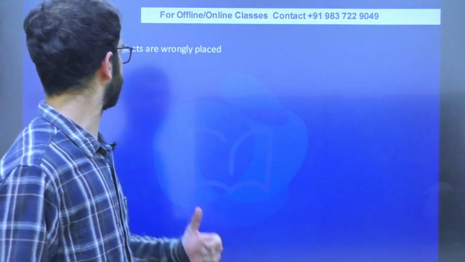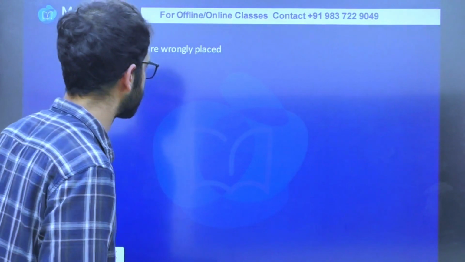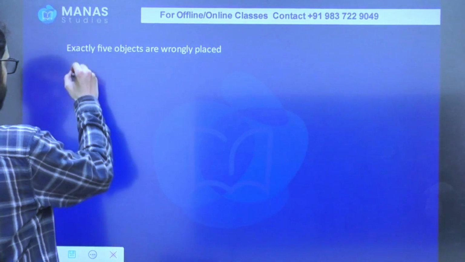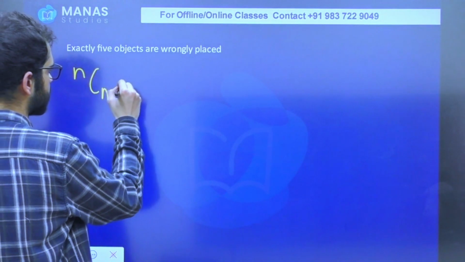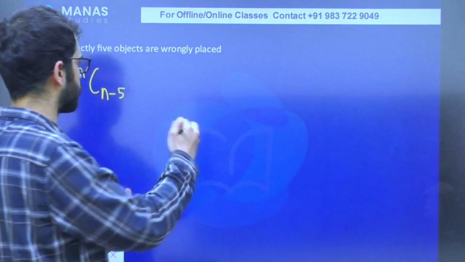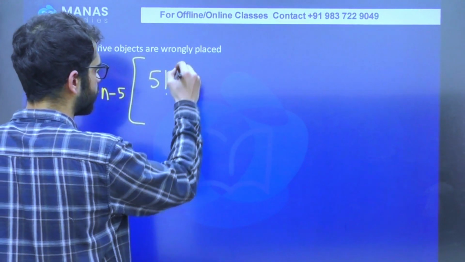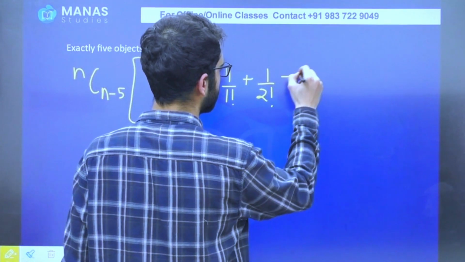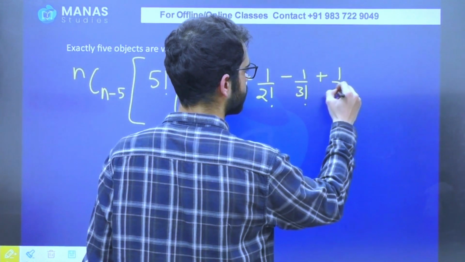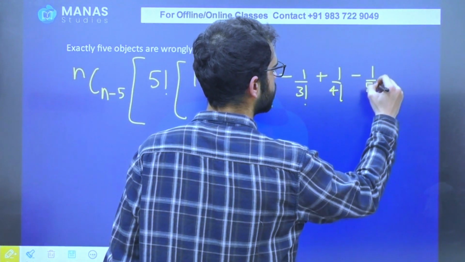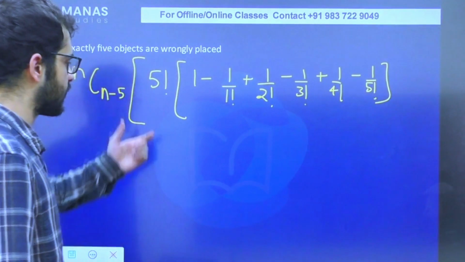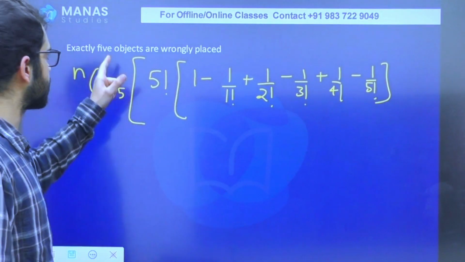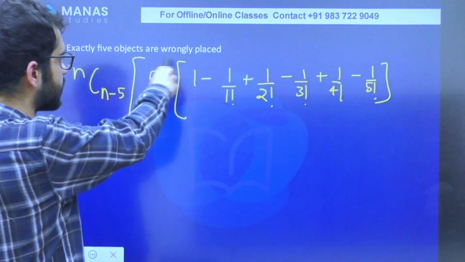Let's look at the next part, which is exactly 5 objects are wrongly placed. If 5 out of n objects are wrongly placed, this means n minus 5 are correctly placed. So out of n, I am going to choose n minus 5 which are correctly placed. Now I have to focus on the other 5. So it will become 5 factorial, 1 minus 1 upon 1 factorial, plus 1 upon 2 factorial, minus 1 upon 3 factorial, plus 1 upon 4 factorial, minus 1 upon 5 factorial. This will be the answer. And as you can see, we have replaced n with 5 because in the first case we were arranging n objects, whereas in this case we only have 5 objects which are wrongly placed and the other n minus 5 are placed correctly.